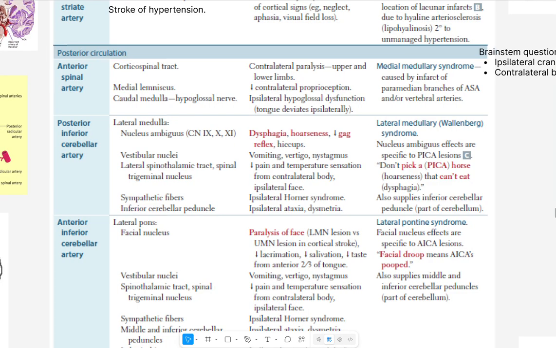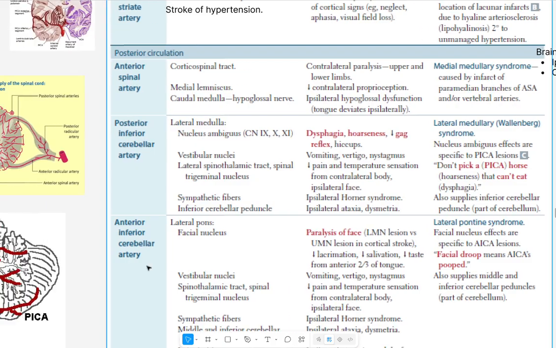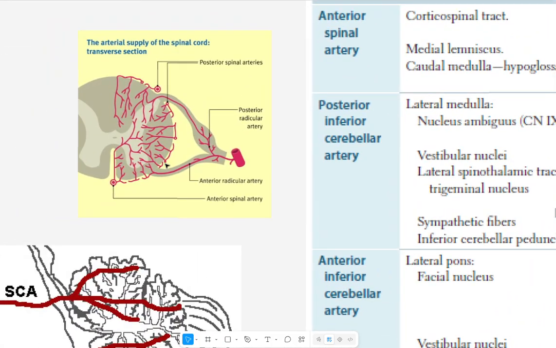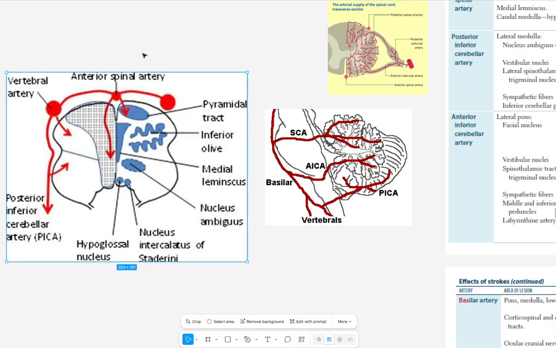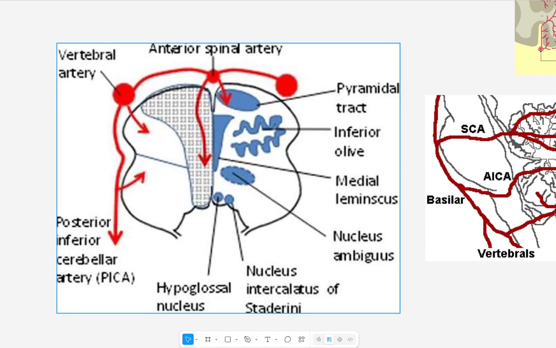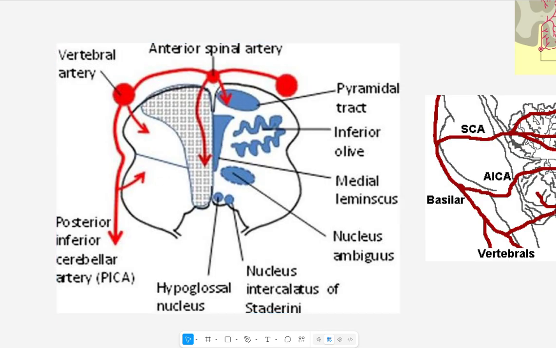Okay, let's go ahead with the anterior spinal artery. So the anterior spinal artery we saw was supplying the medial medulla, right? As you can see here, this is your anterior spinal artery, right? This is the part of the spinal cord I showed you on the brainstem. So you can see the anterior spinal artery here, and it supplies this medial medullary part, right? At the level of the medulla, the anterior spinal artery supplies the medial medulla.